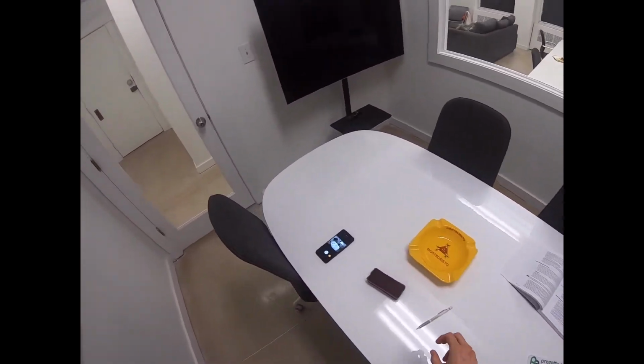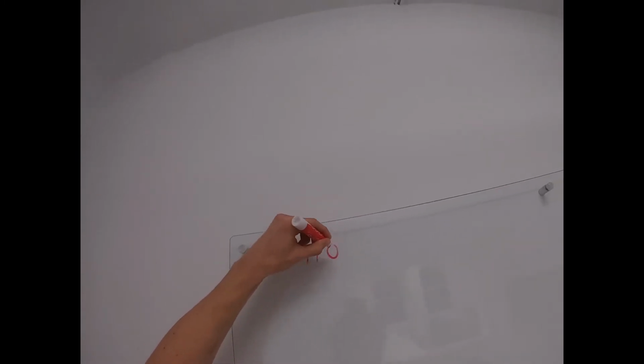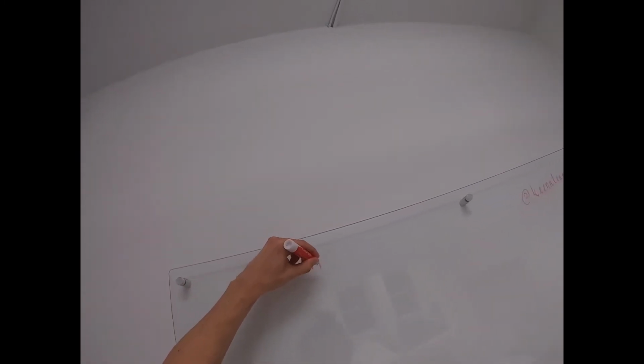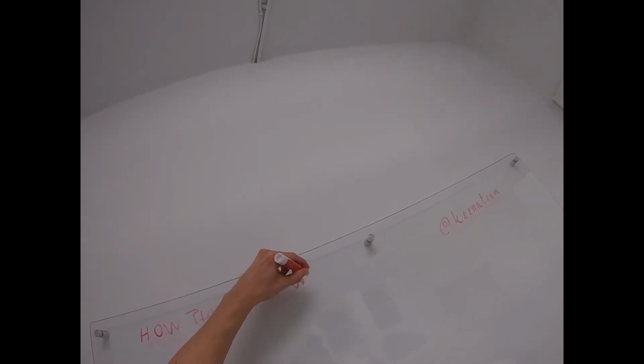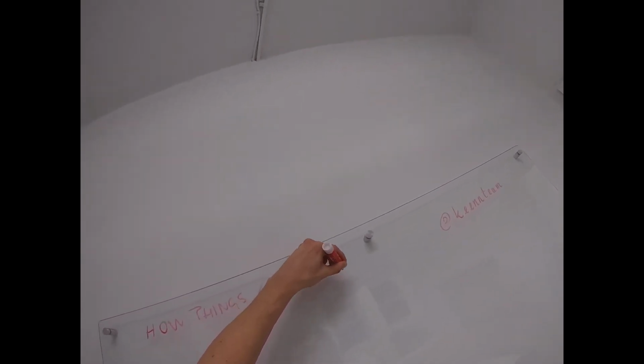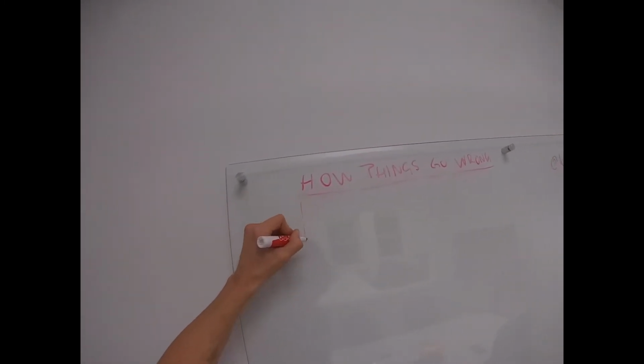First of all, I'm going to define two ways where things can go wrong. Oh no, this is not asymmetric encryption anymore. This was the last video. Alright. How things go wrong. Two ways things can go wrong mainly.